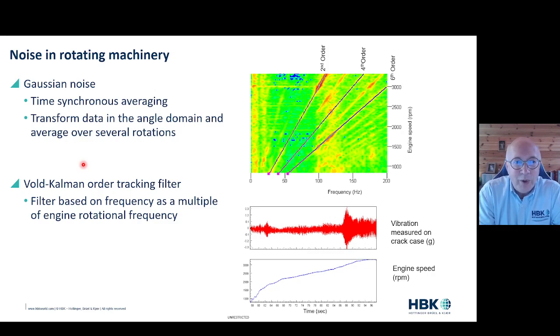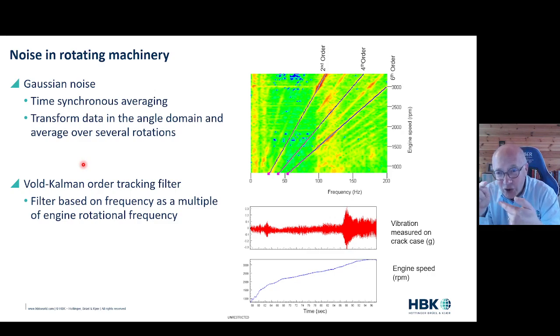Now the other one is Gaussian noise in rotating machinery. We can use wavelets and all the things we've seen, but actually a much better way is to use what we call time synchronous averaging. We transform our data into the angle domain, because this is a shaft rotating at different speeds. If we know the signal we're measuring and we've got the speed from our pulse, we can transform it from the time domain, where the x-axis is time, to where the x-axis is angle.